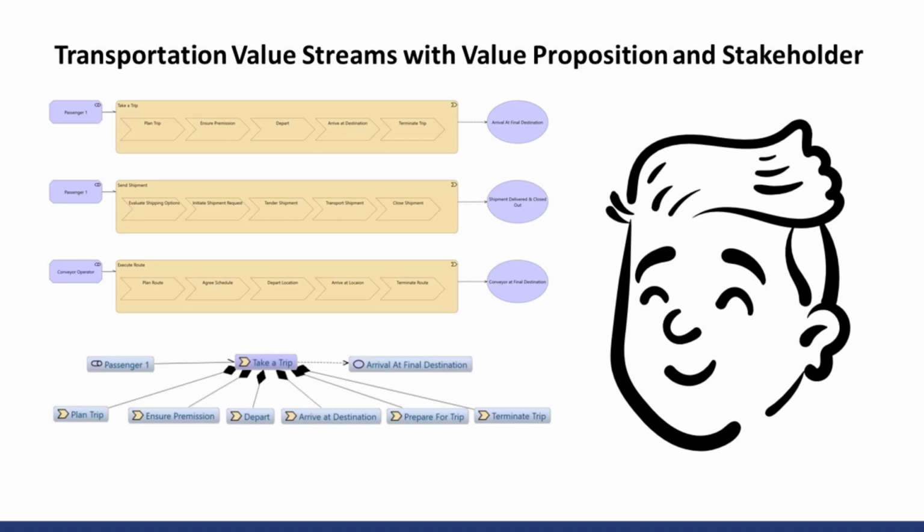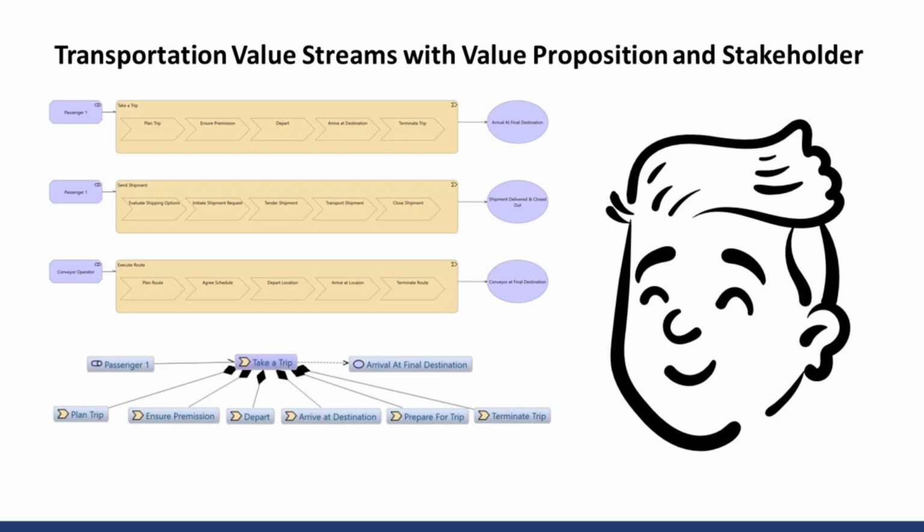If you go into Archi and look at the Views folder, you can double click on the view with the number 1. Then look at the visualizer. Can you see passenger 1 is associated with the take a trip value stream, which influences the arrival at final destination value proposition? The little fragment on the slide is from the visualizer pane. It shows the use of the composition relationship to show the underlying value stream stages making take a trip happen.